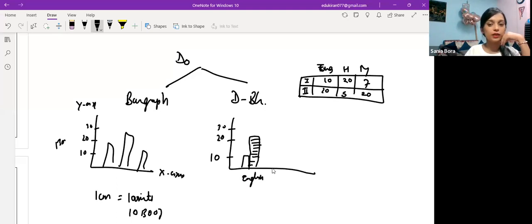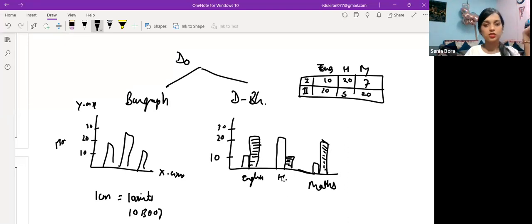Then another you will come to Hindi, it was 20, and later on it was 5. So this is for Hindi. Now the other one, first term was 7, right? And the other one was 20. This is for maths. Clear? So this is what a double bar graph looks like, right?